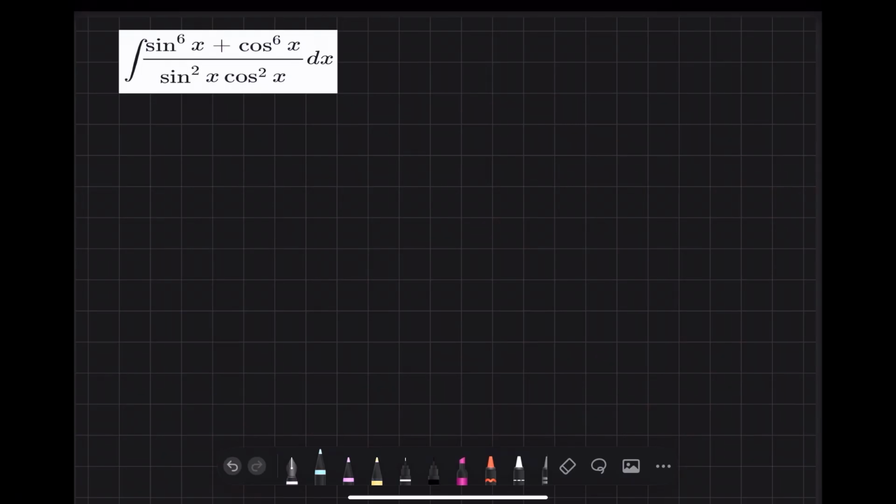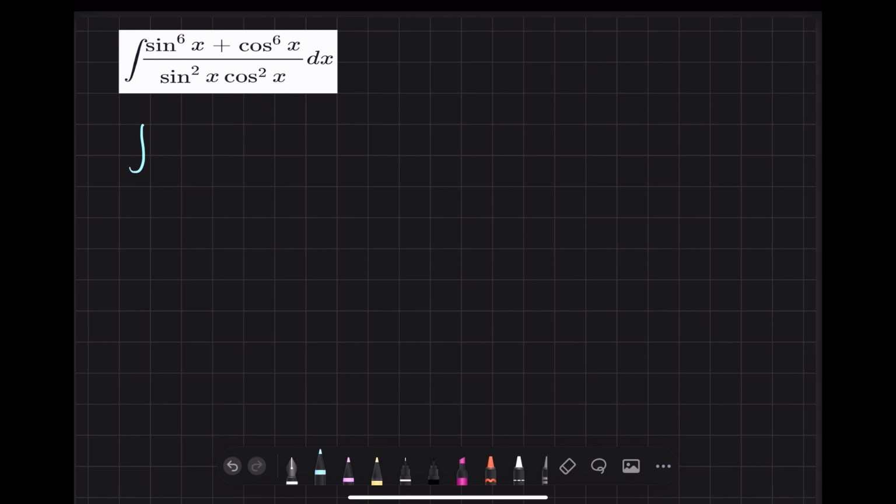So we have to integrate sin^6 x plus cos^6 x upon sin^2 x cos^2 x. Look at this situation. In this situation, the numerator has a greater power than the denominator. So what should you do? Just go with simplification first.